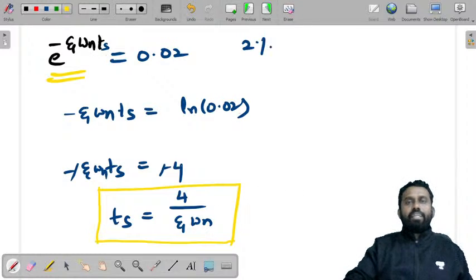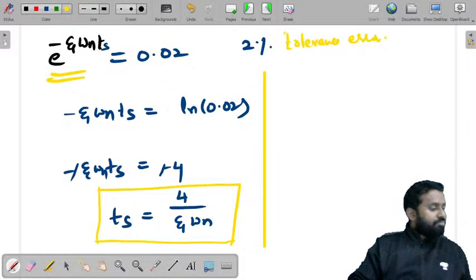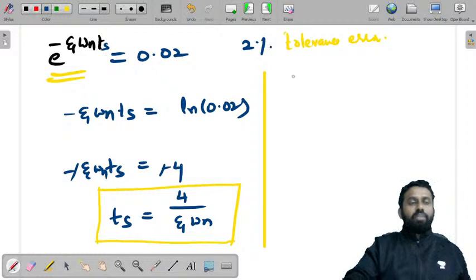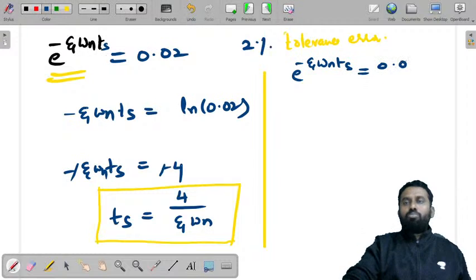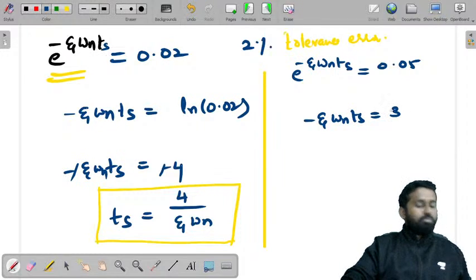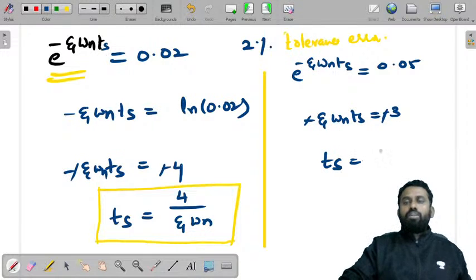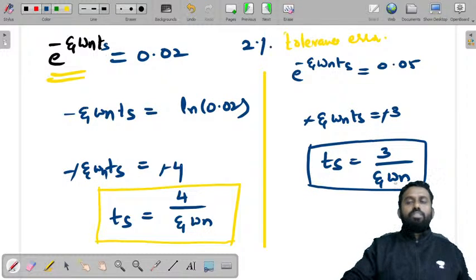This is for 2% error, 2% tolerance. If you try to take the same thing for 5%, let's write it as e power minus zeta omega n ts is equal to 0.05. So you get zeta omega n ts is equal to 3, you can cancel this, you get ts is equal to 3 by zeta omega n. So these are the settling time expressions for 2% and 5% tolerance.